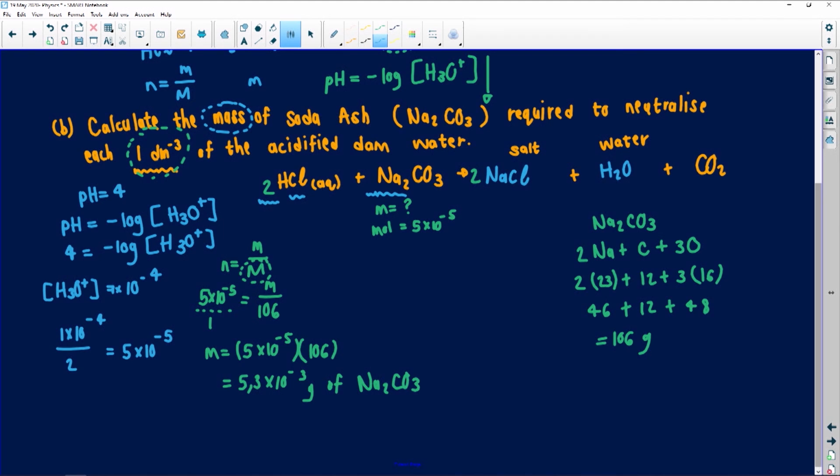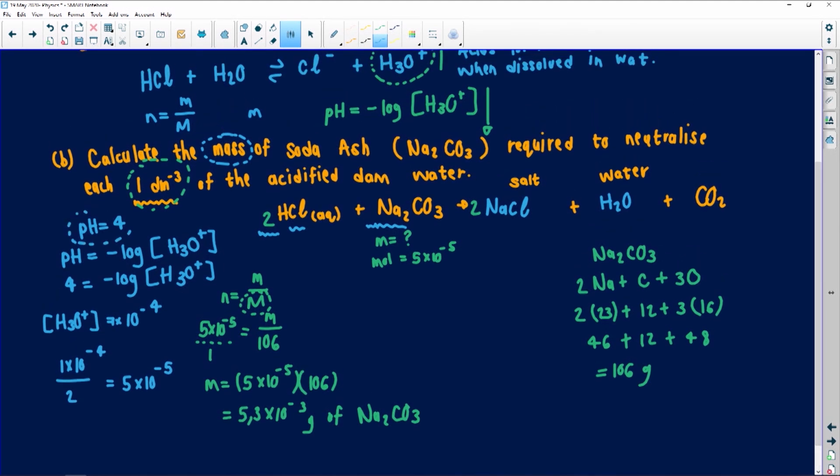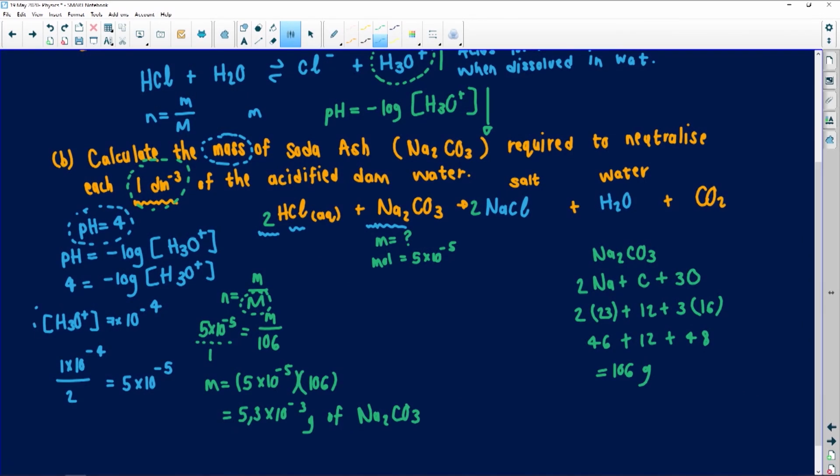How did we get this? Let's just recap on that. We were given the pH, and they told us that the pH of this solution is 4. Usually we have to look for the pH, but we have to work backwards. We know for us to find the pH of the solution, we first have to find the concentration of the H3O+. What did we do? We worked backwards. We then found the concentration of the H3O+, and this was the concentration of the HCl. And then we used our mole ratios to help us find the next move. Remember, it's a mole ratio of 2:1. If the concentration of the HCl is 1 times 10 to the negative 4, the mole for 1 will be 5 times 10 to the negative 5. And then I had to find the big M for my soda ash, which is 106. I'm looking for the mass, and then I also had the moles, and that is how I found my answer.